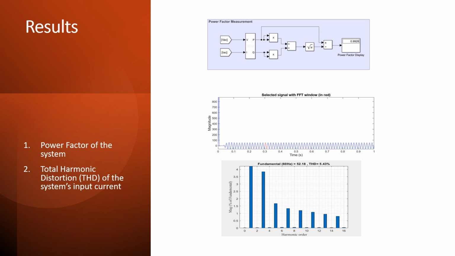And here is the power factor measurement of the circuit, which is indicated in the first figure on the power factor display, which is 0.9928, which is nearly the unity power factor. And we also have done the THD analysis of the input current. From the figure, as we can see, the red colored wave between the blue one is taken for the FFT analysis. And for that circuit, we are getting total harmonic distortion of 5.43%.